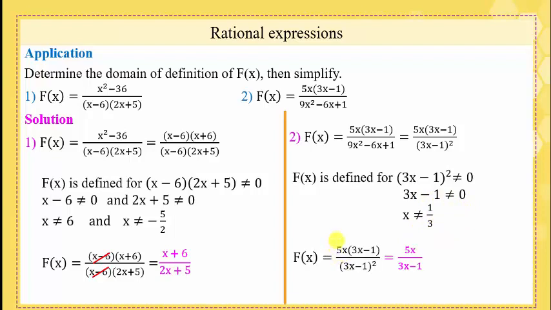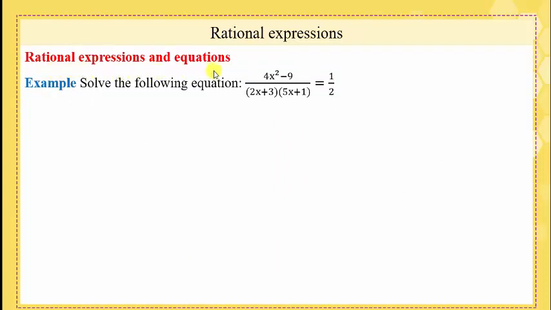Step 3, we simplify. So we write it in the factored form, and then we simplify the numerator and denominator by 3x minus 1 to get 5x over 3x minus 1. Rational expressions and equations. Example: solve the following equation for (x squared minus 9) over (2x plus 3) into (5x plus 1) equal 1 over 2.